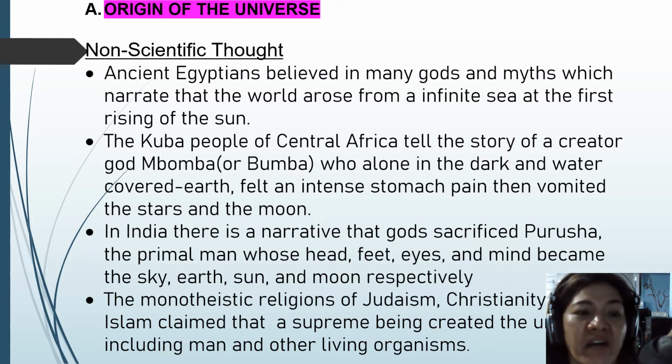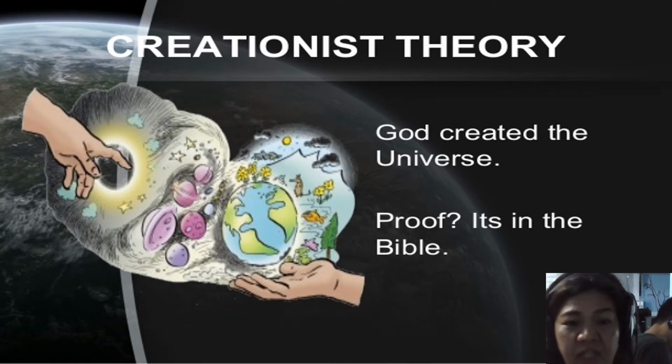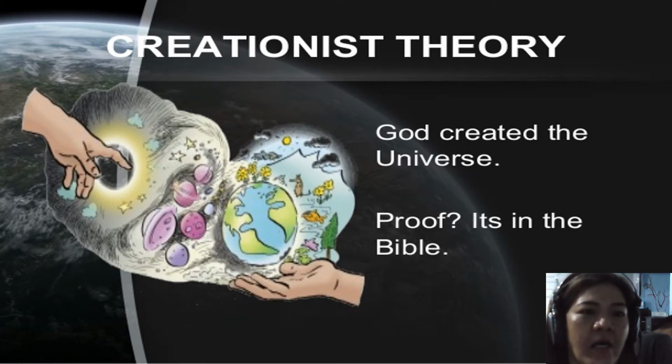Okay, so now we have the monotheistic religions of Judaism, Christianity, and even Islam, which claim that a supreme being created the universe, including man and other living organisms. So God created the universe. So what's the proof of that? It is in the Bible. So if you are a fan of reading, then try to read the book of Genesis so you can understand the beginning of the universe.